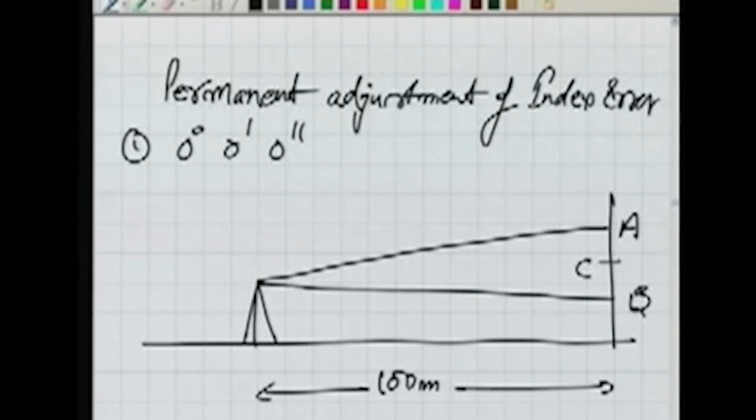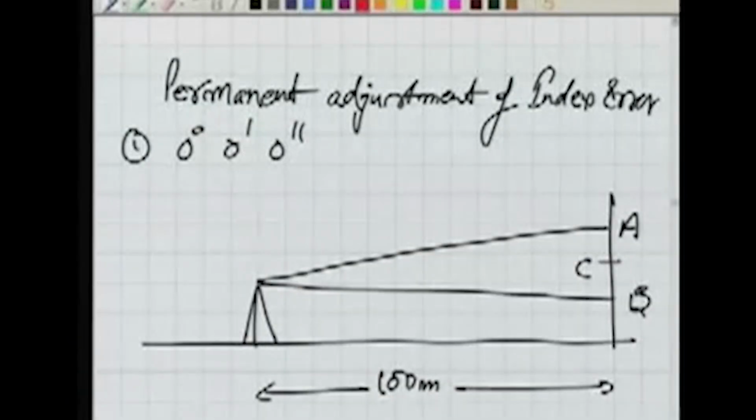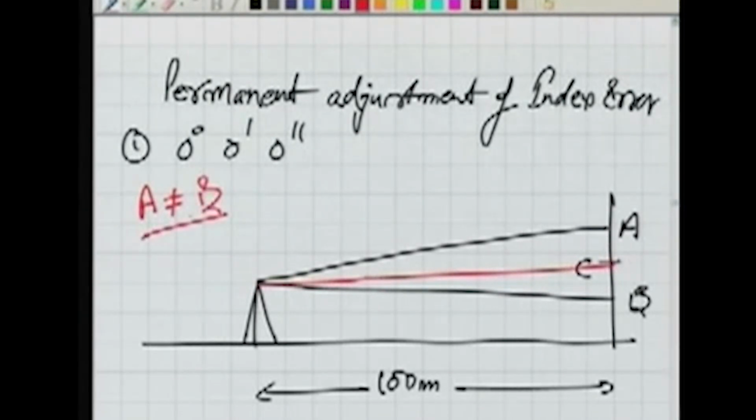For the altitude bubble to be in center, reading to be 0, 0, this line of sight should be horizontal, and the line of sight which is horizontal is this line. We should have bisected here. So what is the procedure to correct it? This was the test, whether A is equal to B or not. Now the procedure to permanently adjust it.